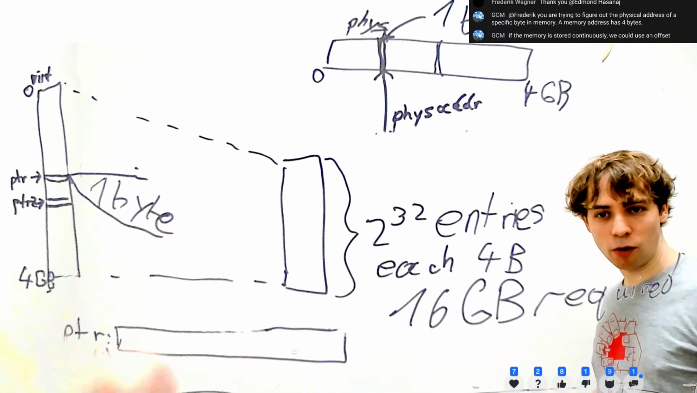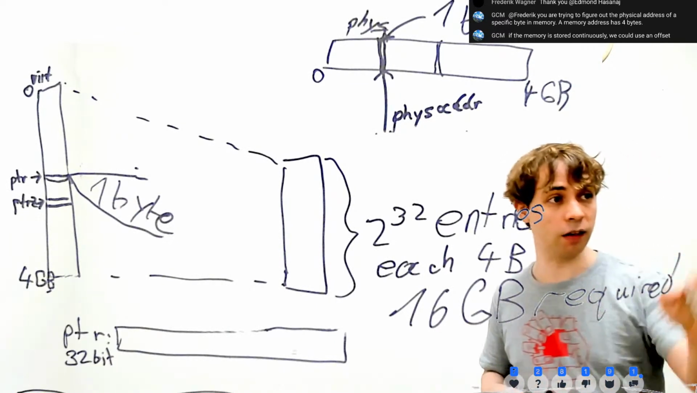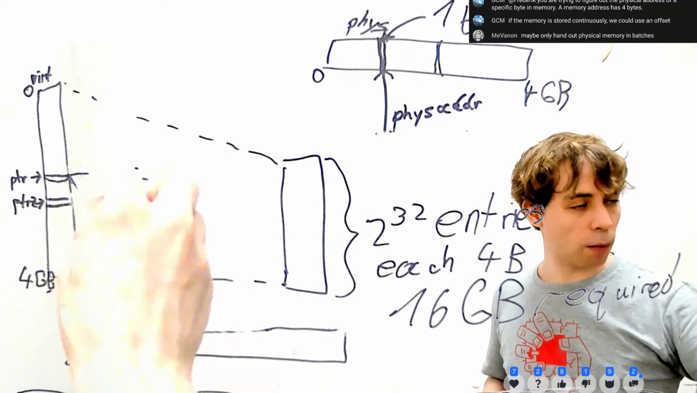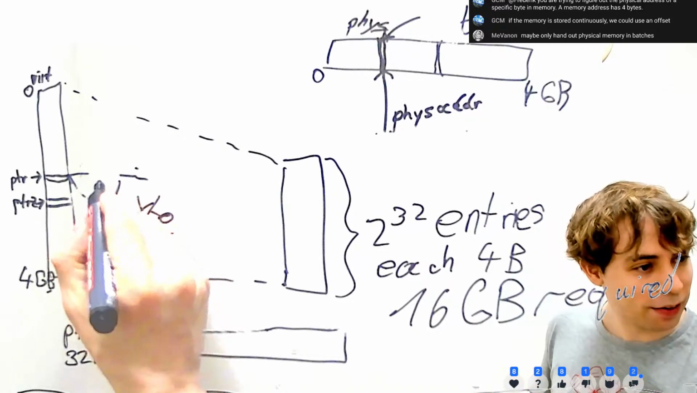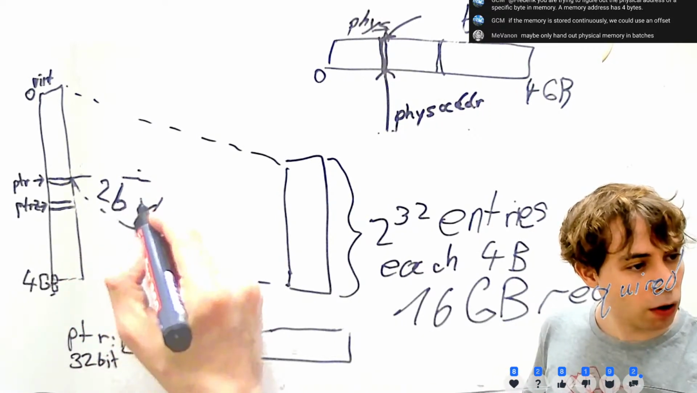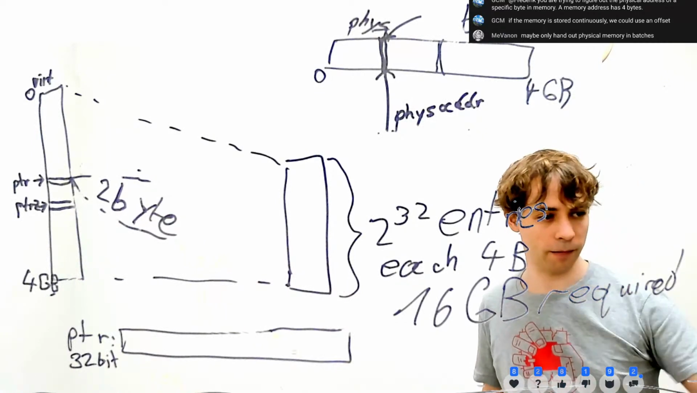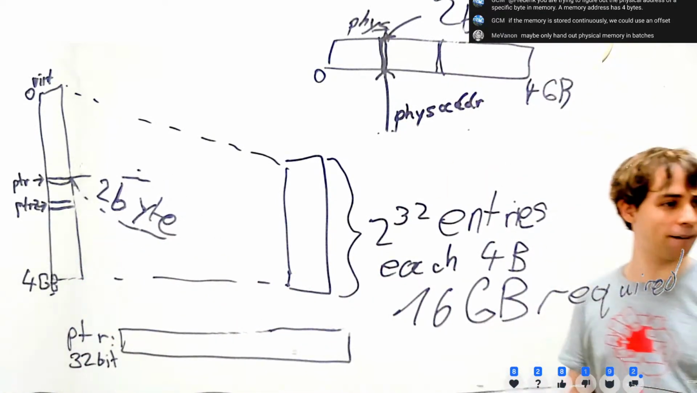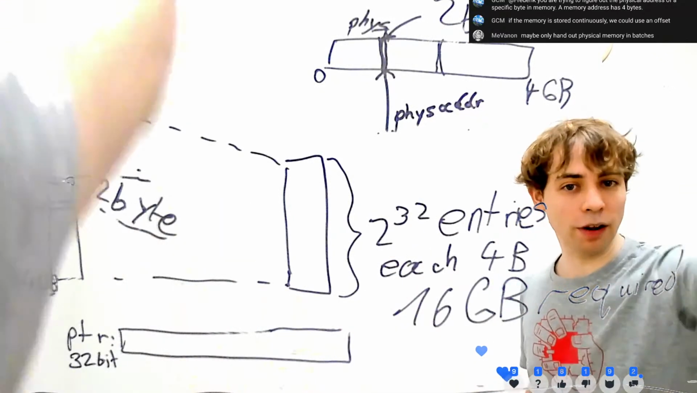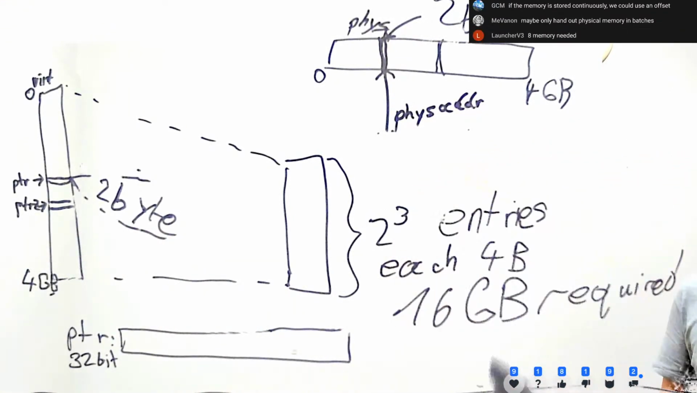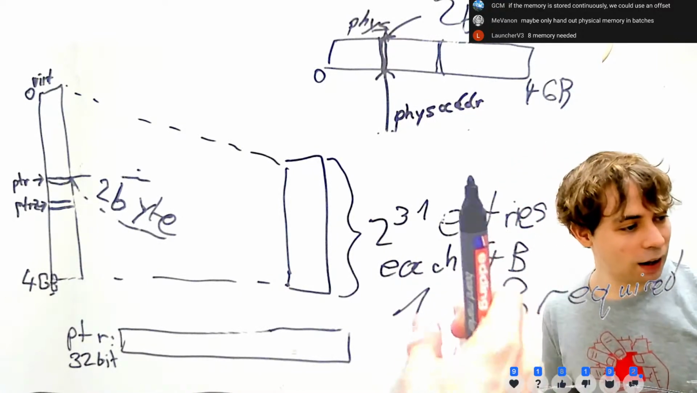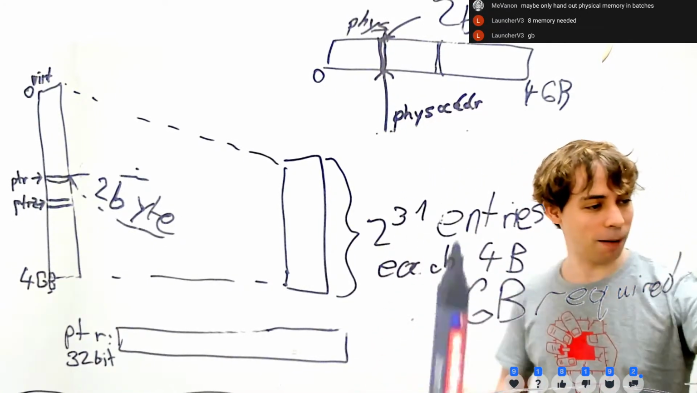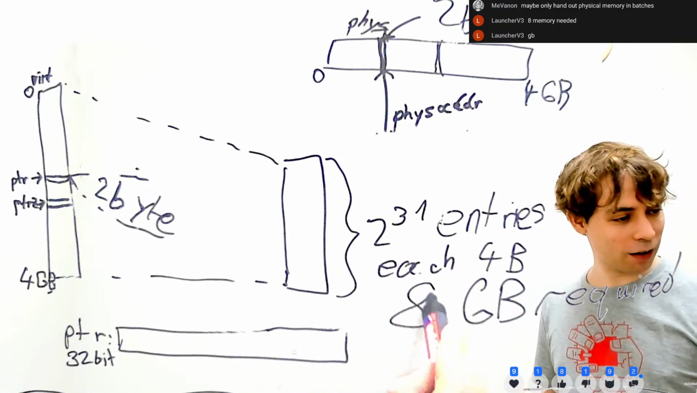Maybe this 1 byte is a problem. Let's try what happens if we change this from 1 byte to 2 bytes. Now we map a block of 2 bytes at once. Okay, now we need half as many entries. That's great. So only 2 to the 31 entries. And each has to be 4 bytes still. But that means we only need 8 gigabytes of RAM for this map. Oh, I think we are getting closer to a solution.